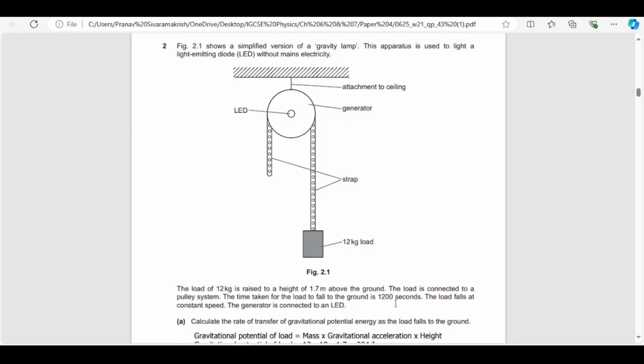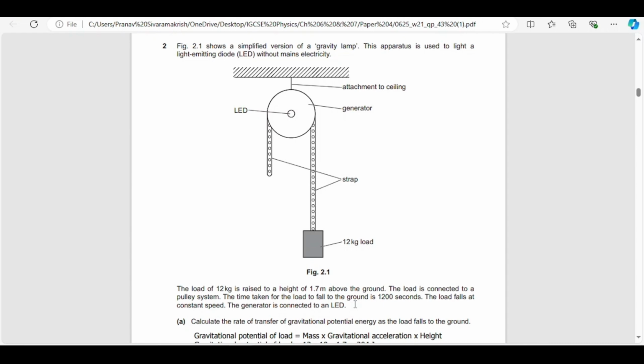The load is connected to a pulley system. The time taken for the load to fall to the ground is 1,200 seconds. So to fall a distance of 1.7 meters, it takes 1,200 seconds. And the load falls at a constant speed. Technically the load will accelerate because you have the Earth's gravitational field pulling on it, but they have asked us to assume constant speed, so that's important.